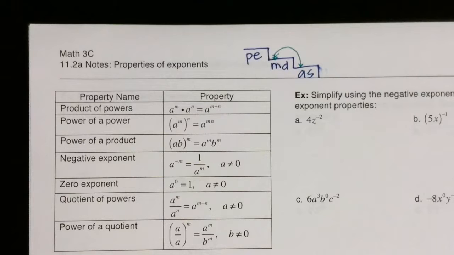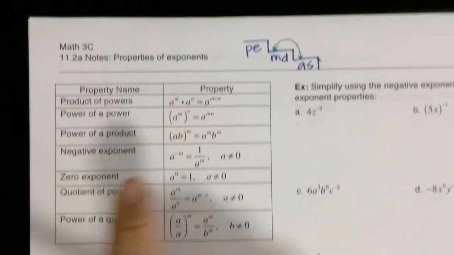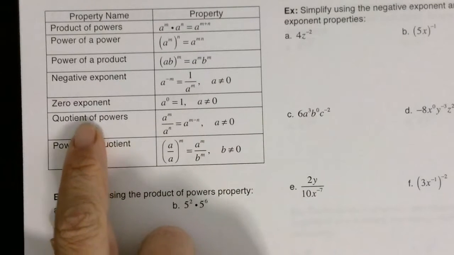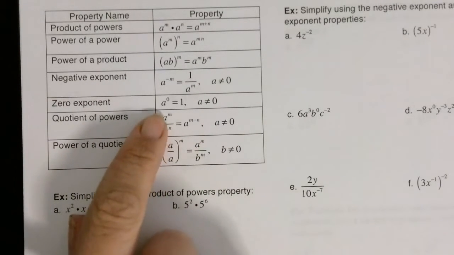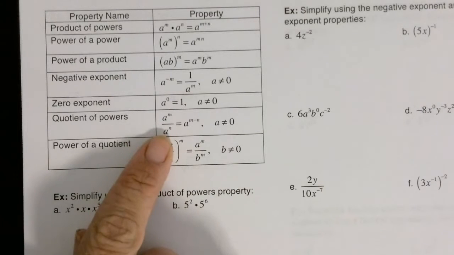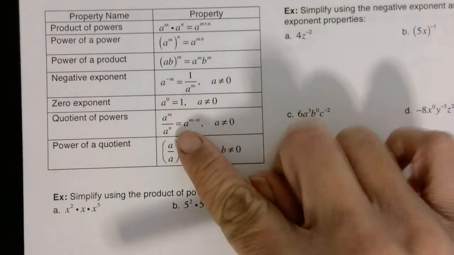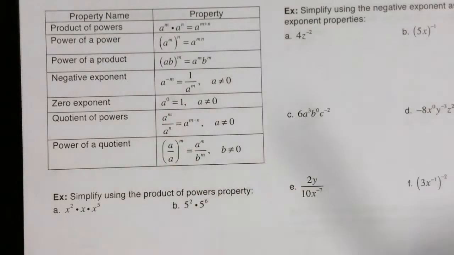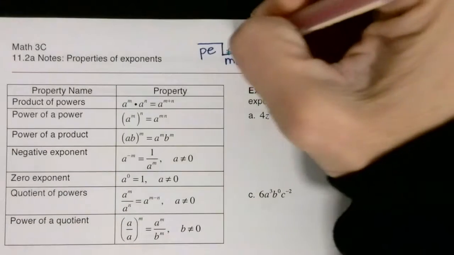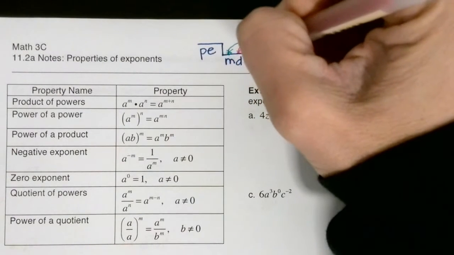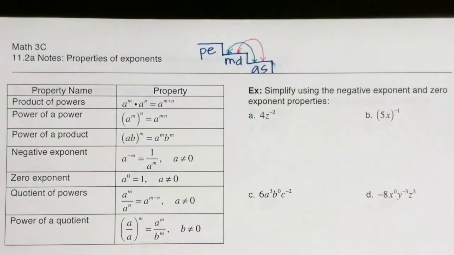The next rule, I'm going to go down here because I like going in a certain order. Quotient. If you have the same base and you're dividing, then you can keep that same base, only one of them, and subtract the exponents. So if you're dividing, you step down and subtract the exponents.